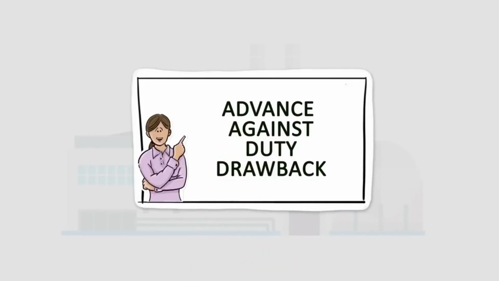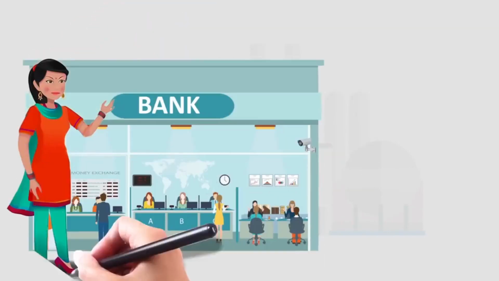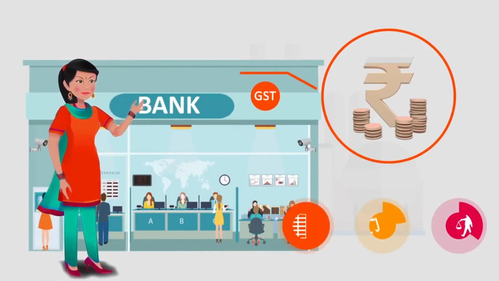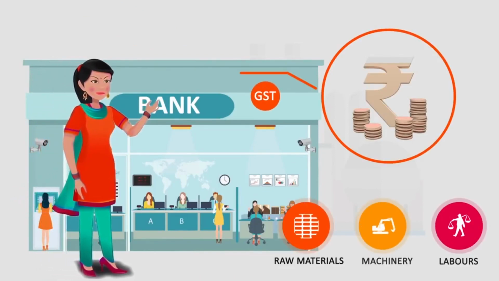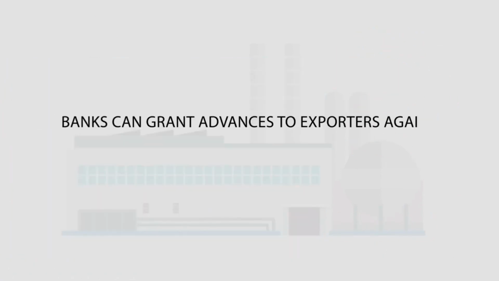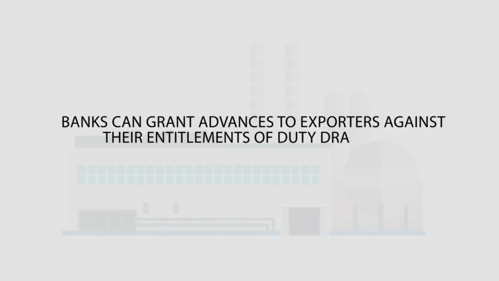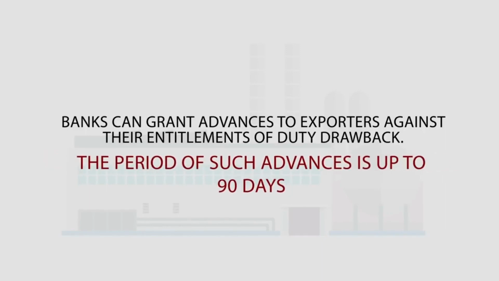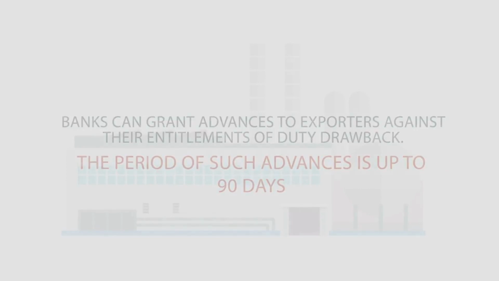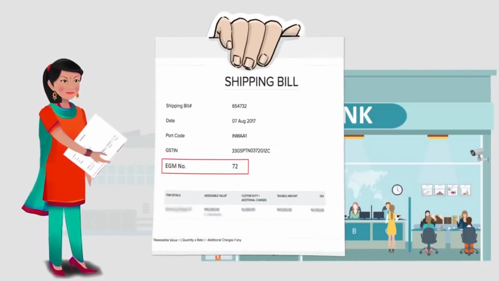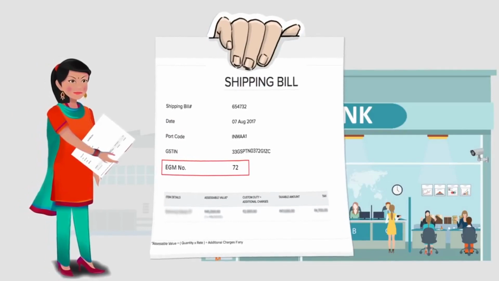Advance against duty drawback. Duty drawback is a refund of duties like GST paid on inputs in the manufacture of export goods to the exporter. Banks can grant advances to exporters against their entitlements of duty drawback. The period of such advances is up to 90 days. Shipping bill copies containing the EGM number need to be produced to the banks for such advances.